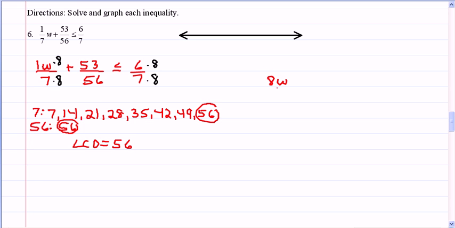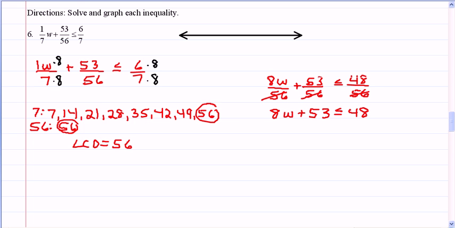So I have 8w over 56 plus 53 over 56 is less than or equal to 48 over 56. If the denominators are the same, they still cancel just like in an equation, and we're left with 8w plus 53 is less than or equal to 48.